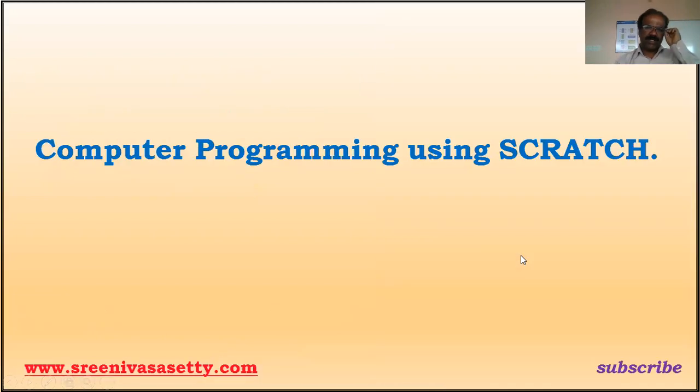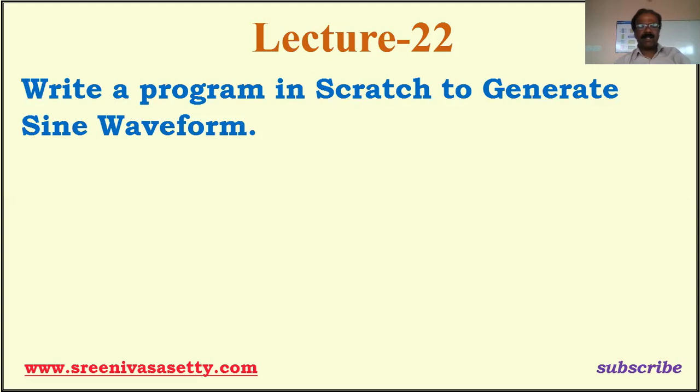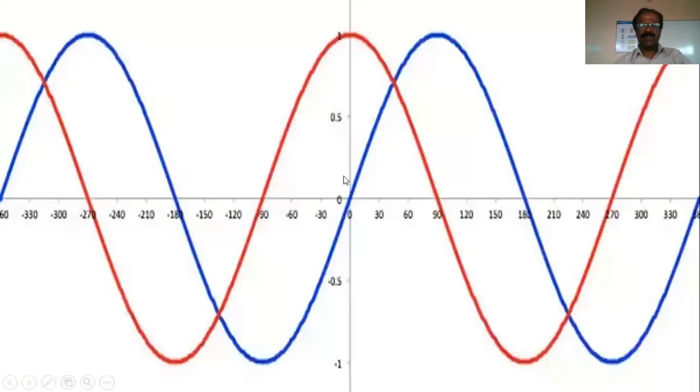Welcome to the video lecture on computer programming using Scratch. In this lecture, I'm going to explain how to generate a sine waveform as well as a cosine waveform. This is the waveform. The x-axis indicates theta and the y-axis indicates the magnitude. Here 0 to 1, here 0, 30 degrees, 60 degrees, 90 degrees like this.